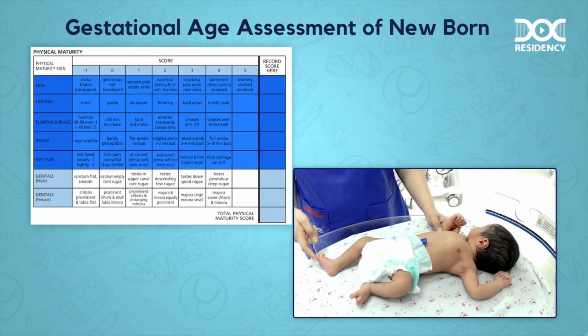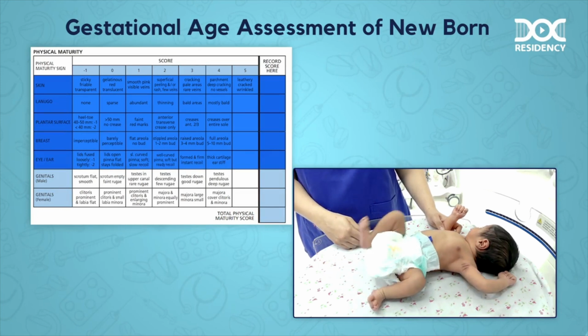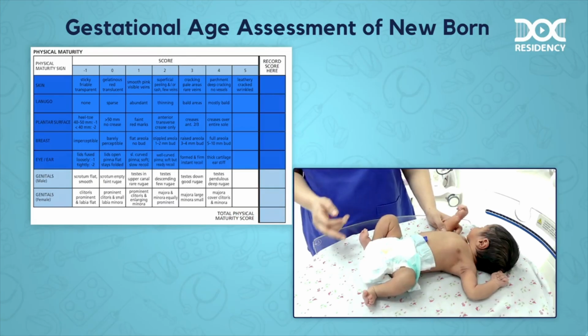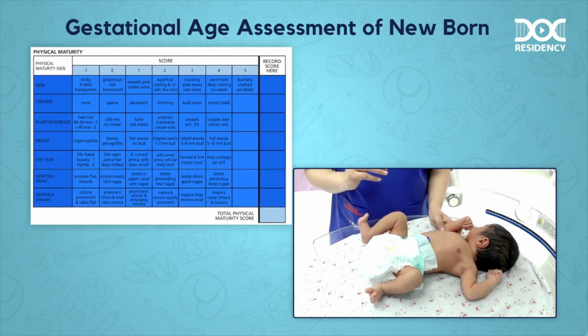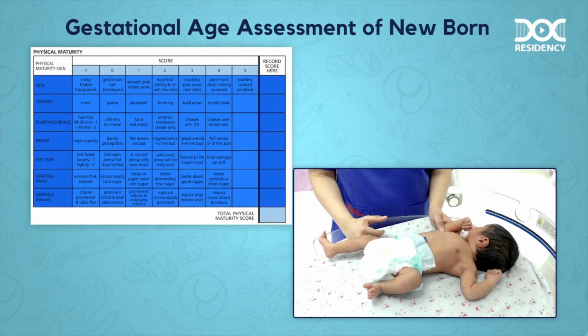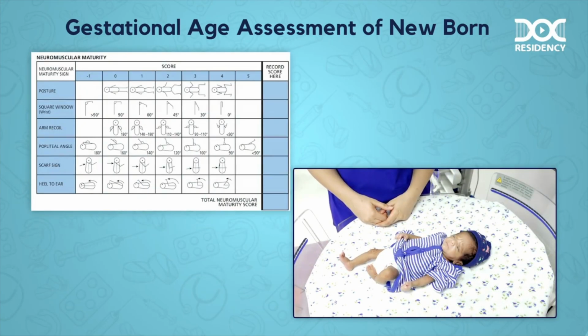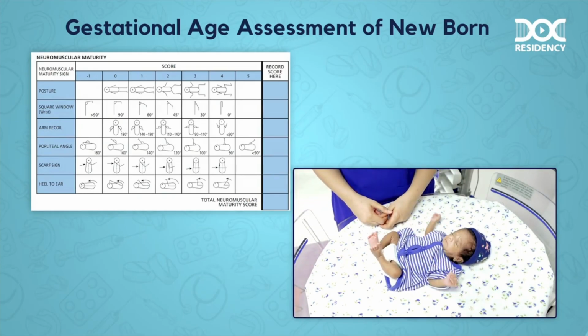The plantar surface, both the length of the plantar surface as well as the presence of transverse creases across the plantar surface, which will extend more and more over the entire sole in a full-term baby. And finally, the assessment of external genitalia. So these 6 parameters complete the assessment of physical examination of gestational age assessment. So let us begin the neurological part of the assessment of gestational age, which has 6 parameters.